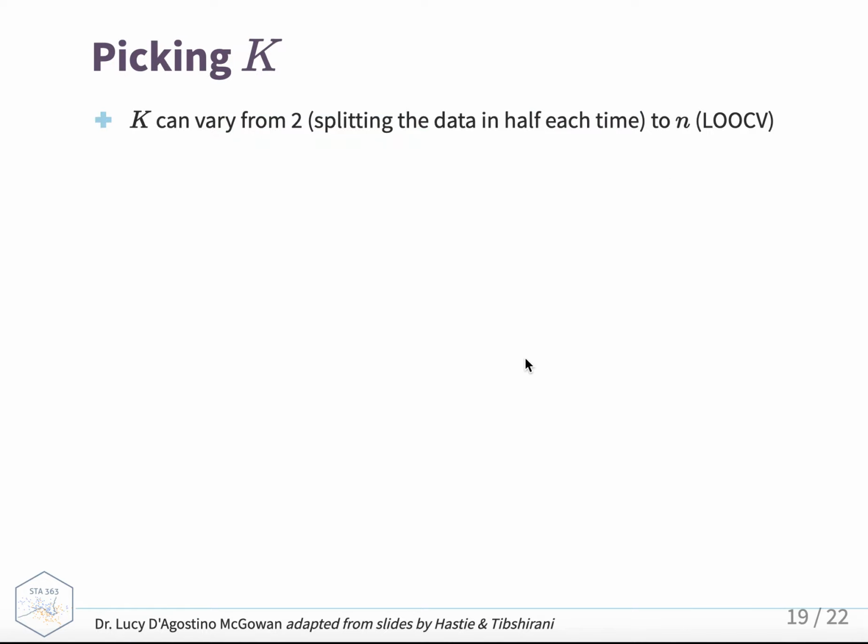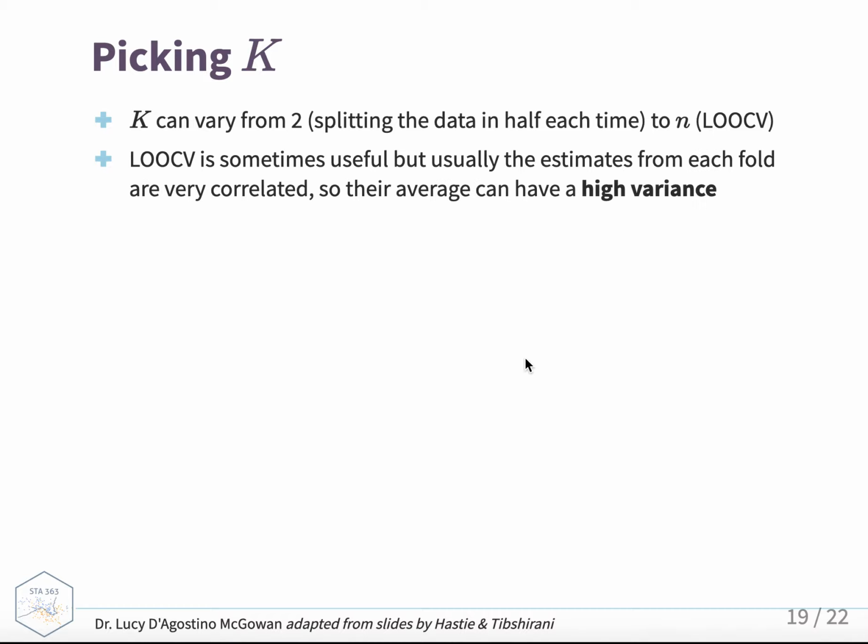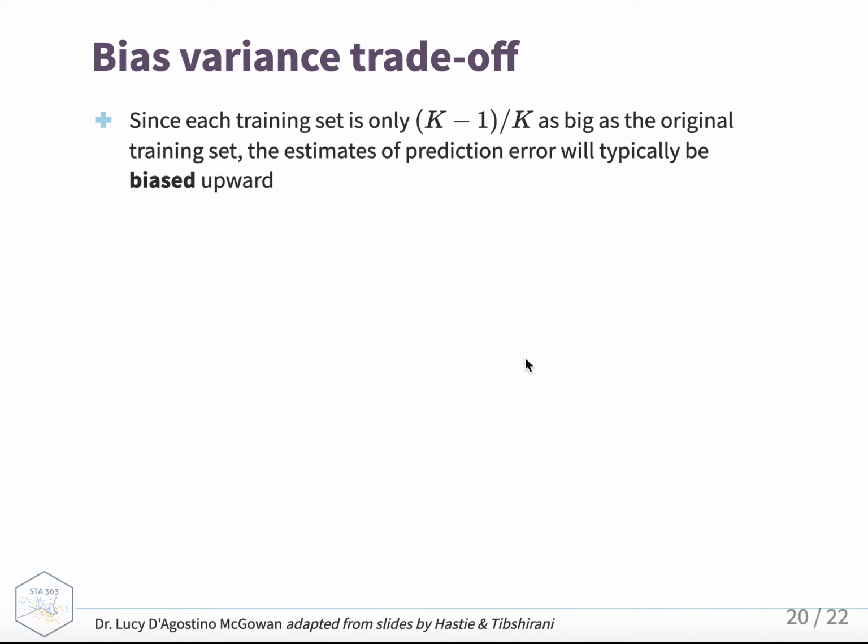So picking k, k can vary from 2, which would be like that validation set that we talked about, splitting the data in half each time, to n, which would be leave one out cross-validation. And of course, this gets at that bias-variance trade-off that this whole class talks about a lot. Leave one out cross-validation is sometimes useful, but usually the estimates from each fold are very correlated, which means that their average can have high variance. And so a better choice of k tends to be somewhere in the middle. I often pick something like 5 or 10 for my ks. But again, this is going to get at that bias-variance trade-off.